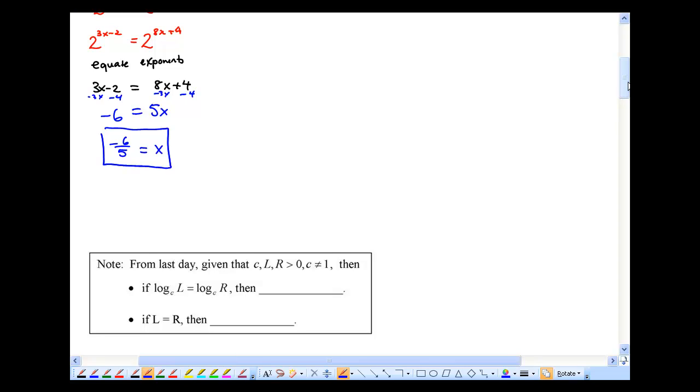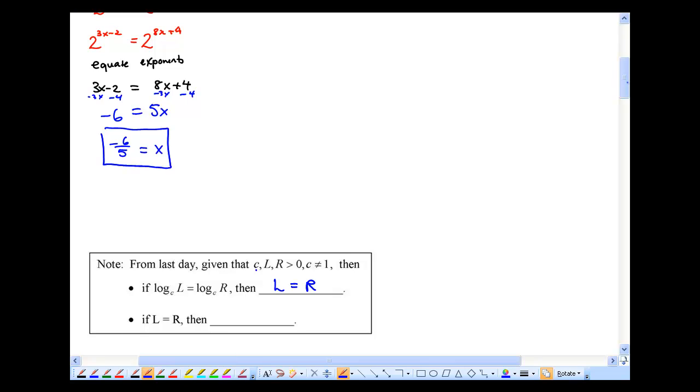Now, before I show you how to do this using logarithms, I want you to review from last day that we had this little piece of information. Given that we have a base c, and the L and the R, where L stands for the left side and R stands for the right side, all these things being bigger than 0, and of course the c value can't be equal to 1. What we learned last day was if we have log base c of L equals log base c of R, then of course the left side L equals R.